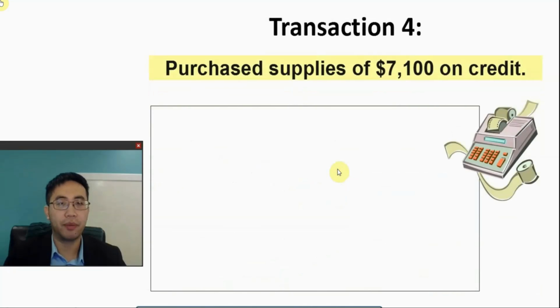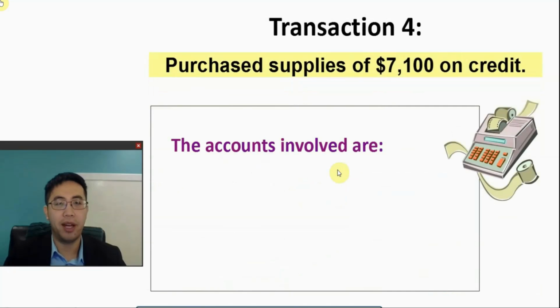Number 4, the company just purchased supplies of $3,100 on credit. Well, this time the company does not have enough cash, so they have to buy things on credit. So it's like they borrow money from a credit card company, or they just do not pay upfront. Instead, they will pay later.